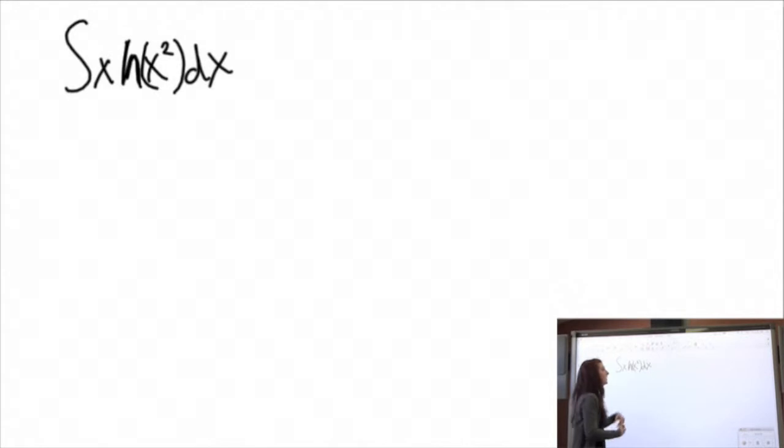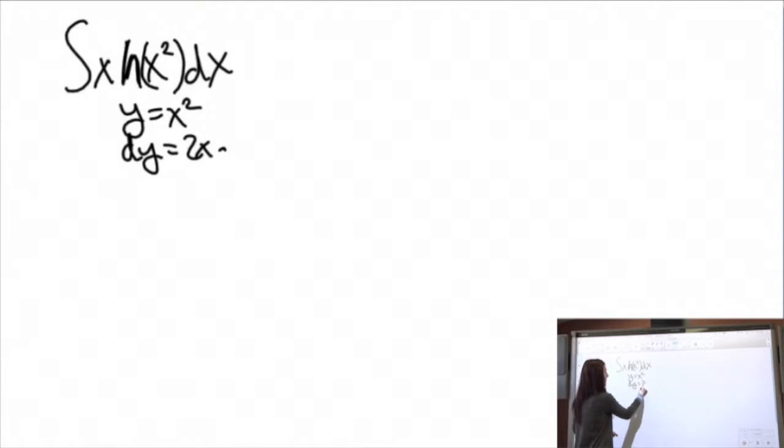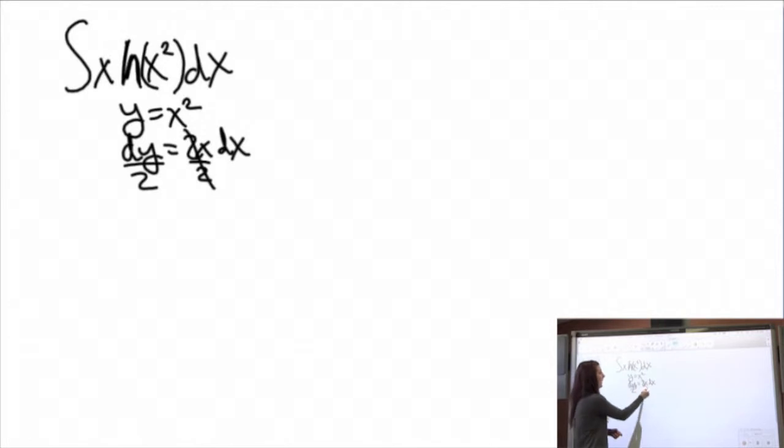But since in a little bit we're going to be using some other variables like u and v, I'm going to be using y for my u sub. So y equals x squared and dy equals 2x dx. But when we're plugging all this back into here, we notice that there's no 2. So I must divide by 2 and divide by 2, so that it's dy over 2 equals x dx.